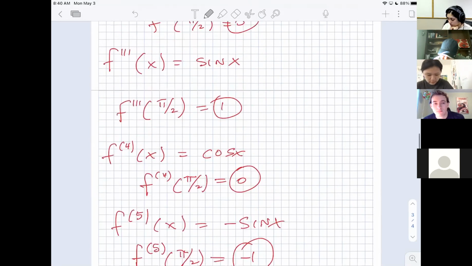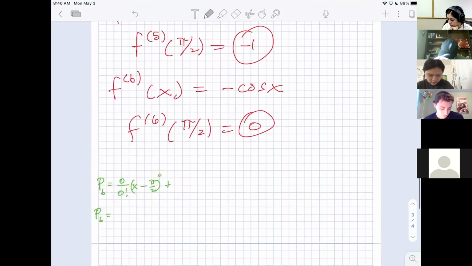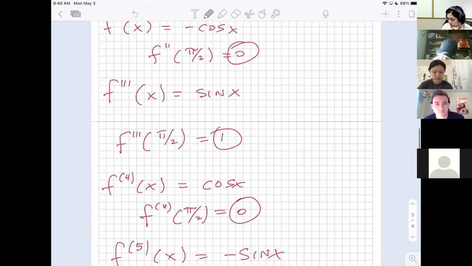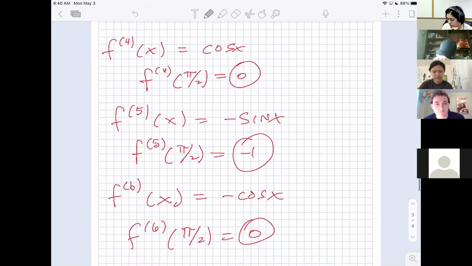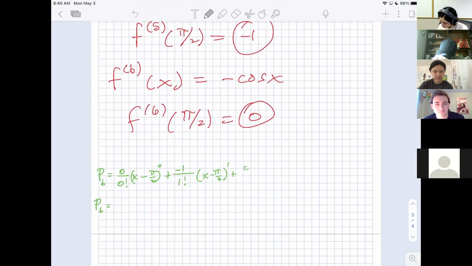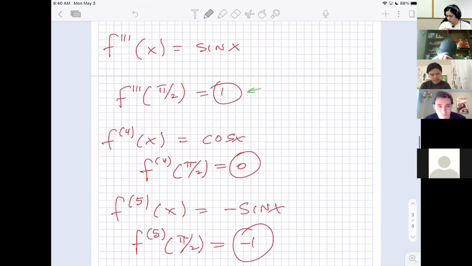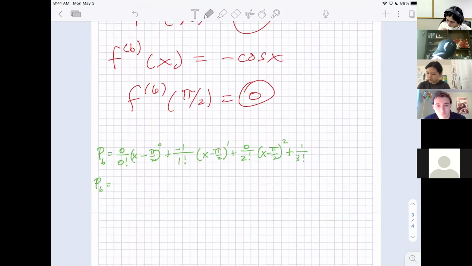Then my next derivative was -1, was it not? -1 over the top of... something feels wrong here. -1 over 1 factorial, and now we have x minus pi over 2 to the first power. And then the next term was 0, so I'm going to leave it off this time. And then the term after that was 1. So that 0 is going to make this next term disappear. Maybe I should write it. Plus 0 over 2 factorial times x minus pi over 2 squared. And this went to +1. The cubed derivative was +1. So 1 over 3 factorial times x minus pi over 2 cubed.